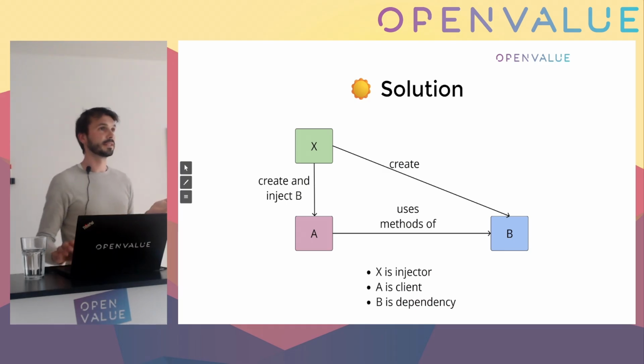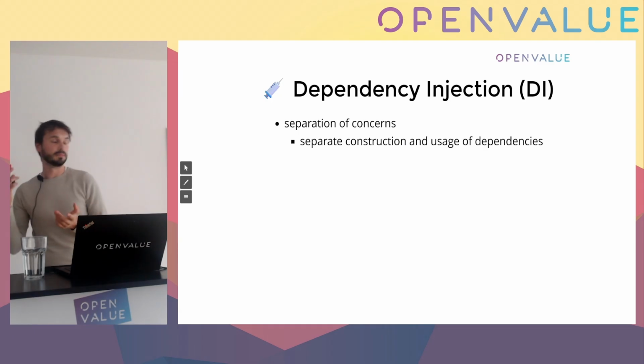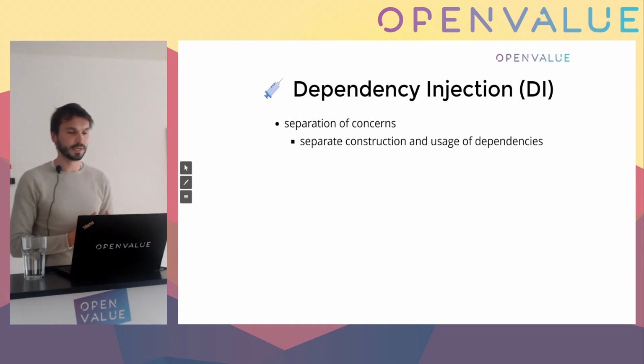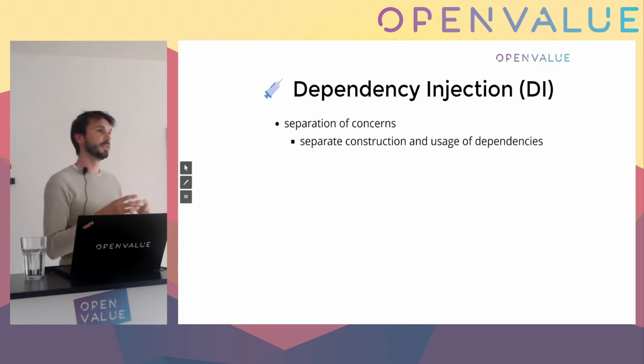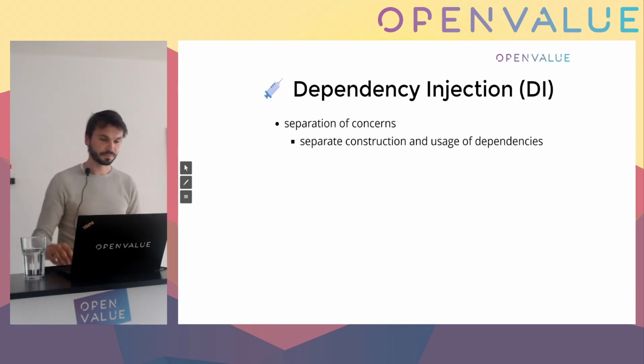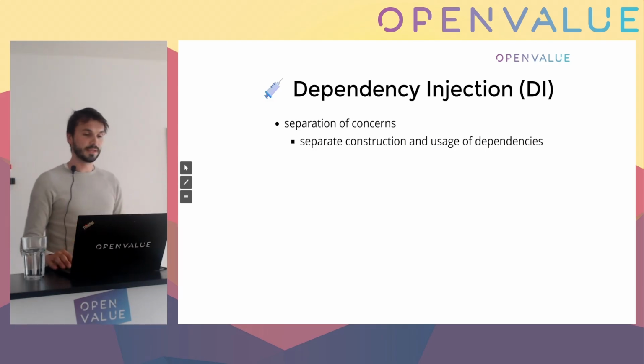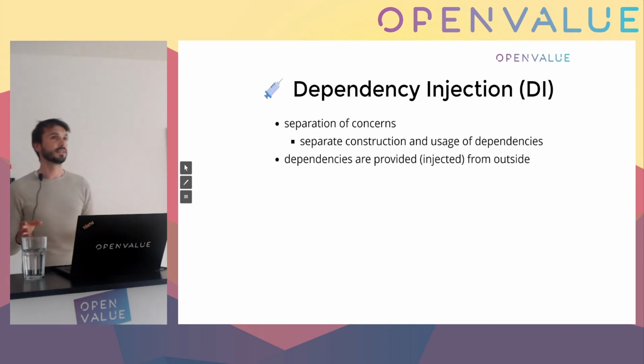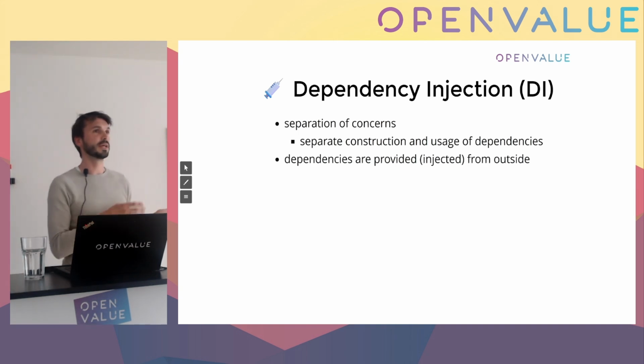So let's have a look at dependency injection. We already saw it. It implements separation of concerns, which means that the creation and the usage of the dependency are separated in this case. What it basically does is kind of simple: it's just inserting dependencies from the outside.